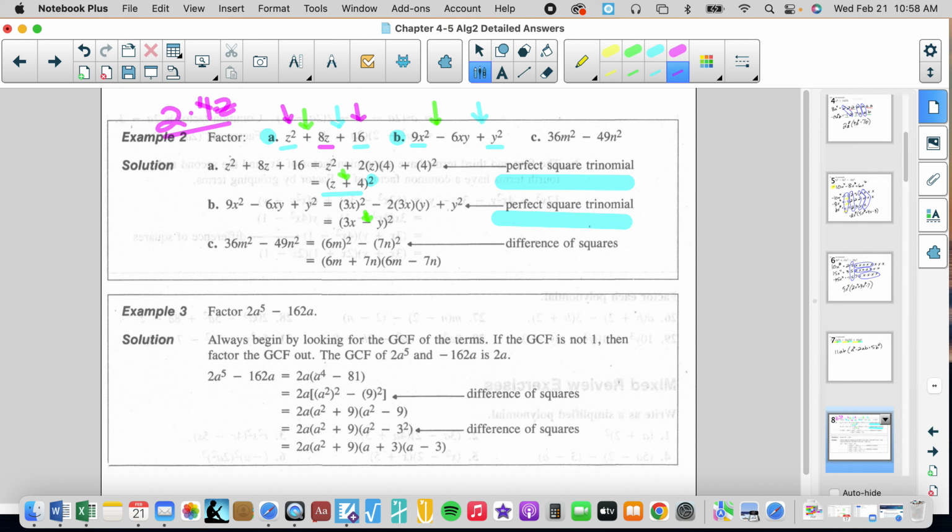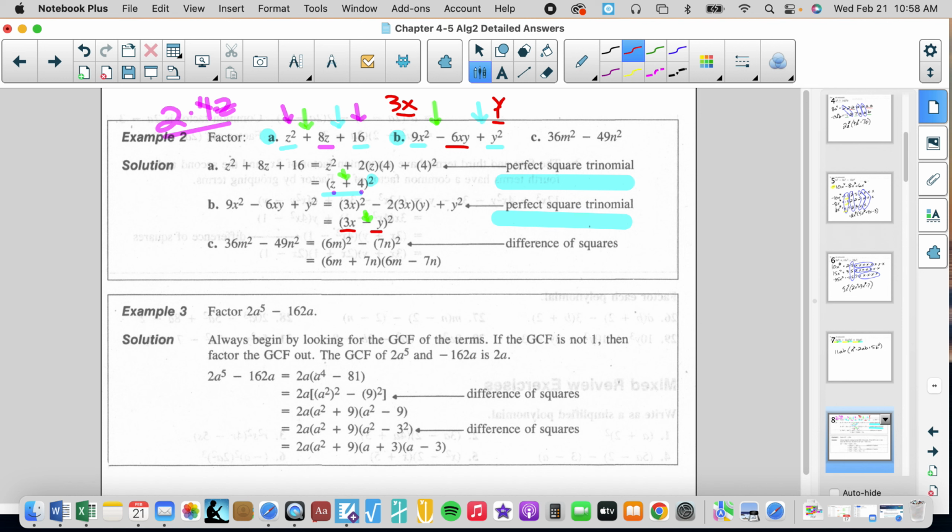So we see the 4 and the z located here. Square root of our first is 3x, square root of our last is y. If we multiply it and double it, does it equal my middle? Yes. And now notice that I take these first and last, and that's what that produced.